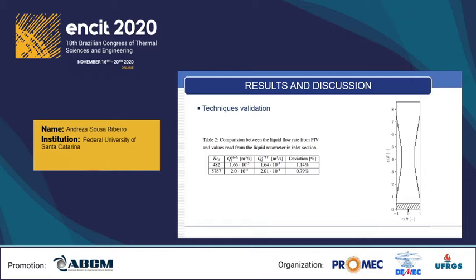Table 2 presents the comparison of the liquid flow rate measured by the flow meter and the numerically integrated value from the PIV liquid velocity profiles in the light section. The results show that the deviation between the two values is within the range of the liquid rotameter accuracy, more or less 5.0% full scale.